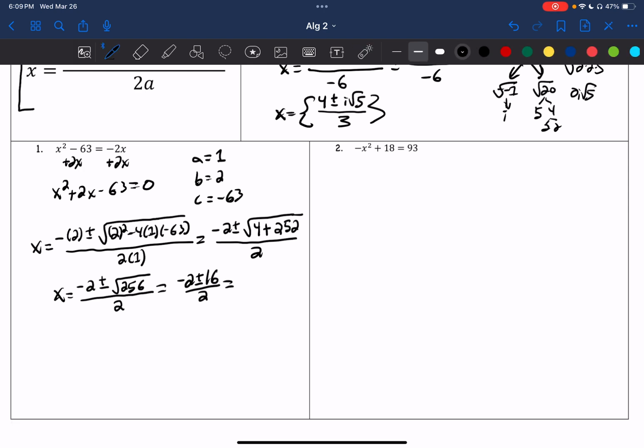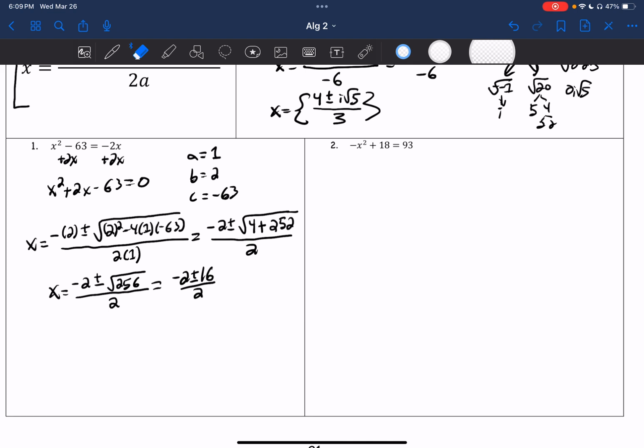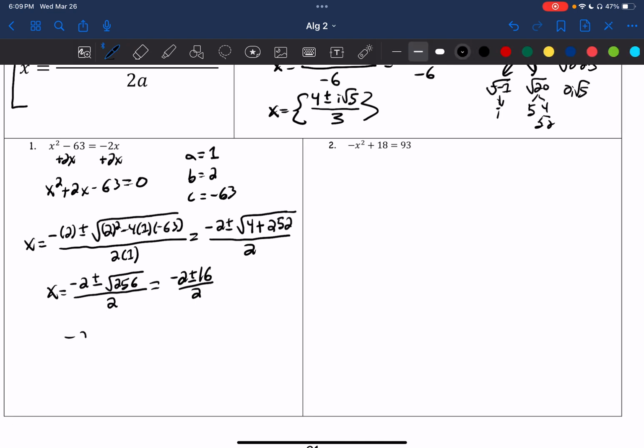Now we can simplify that further. We can think about negative 2 plus 16 over 2. That's going to be 14 over 2, which is equal to 7. We can do negative 2 minus 16 over 2, which is going to be negative 18 over 2, which is going to be negative 9. And so x is equal to negative 9 or 7.